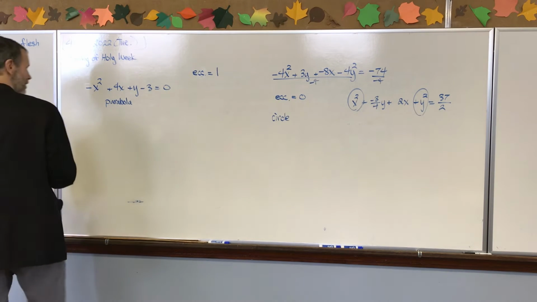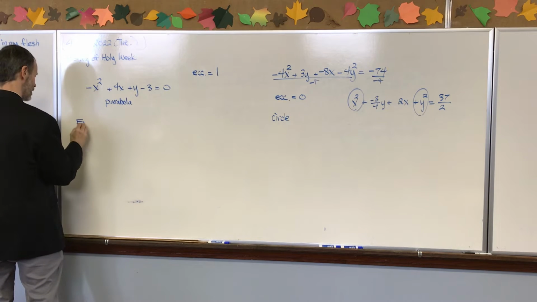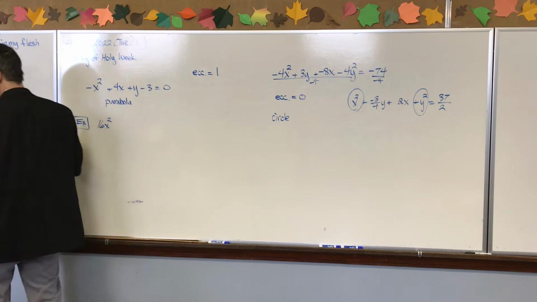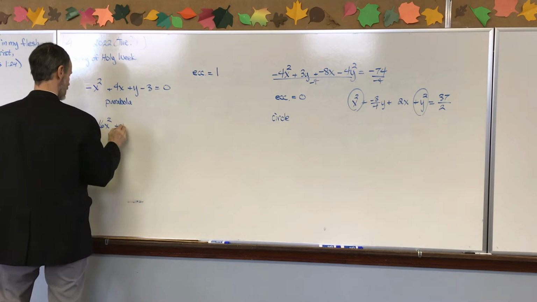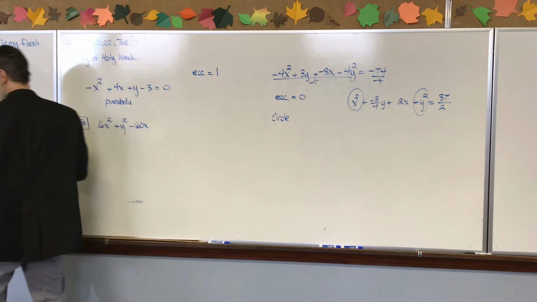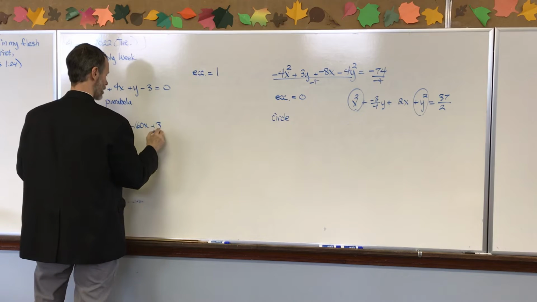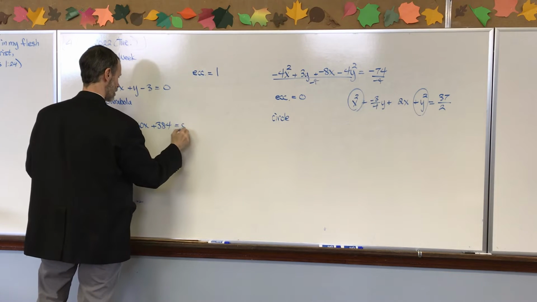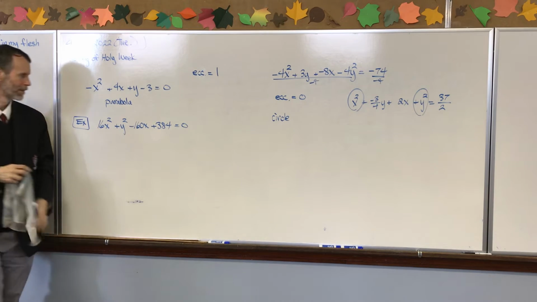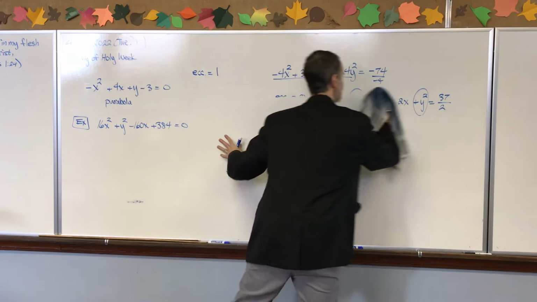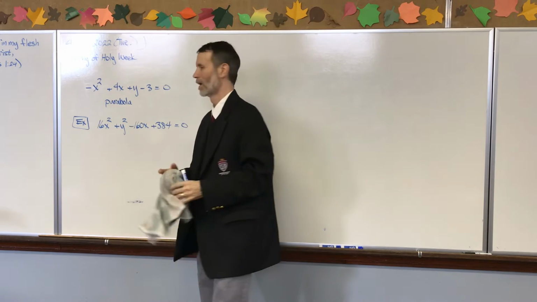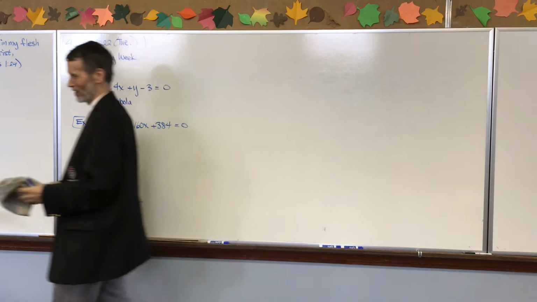Oh, this thing. Example: 16x squared plus y squared minus 160x plus 384 equals 0. I'm going to clear this out. Hopefully that wasn't too bad. First of all, what shape is it?